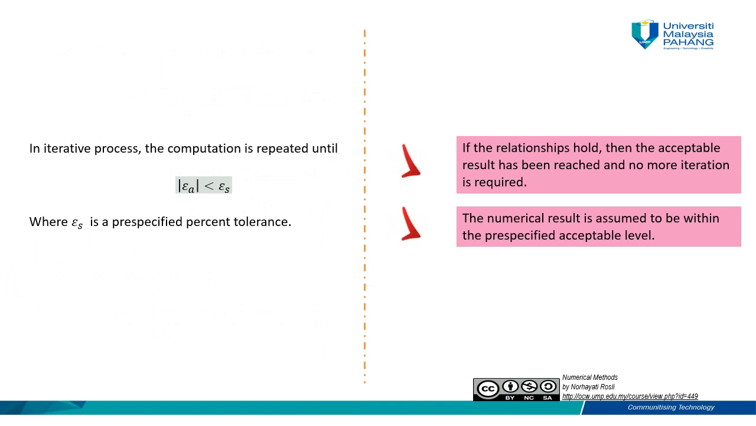In numerical methods, most of the calculation is an iterative process, where the computation is repeated. So when are we going to stop our calculation? There is a condition. If the given condition is epsilon a less than epsilon s, where epsilon s is a pre-specified percent tolerance, and if this condition holds, that means an acceptable result has been reached and no more iteration is required. And the second one, if this condition holds, that means the numerical result is assumed to be within the pre-specified acceptable level.